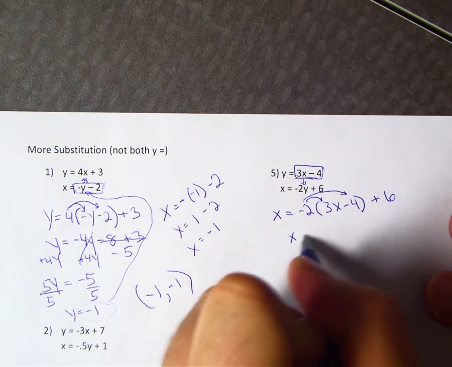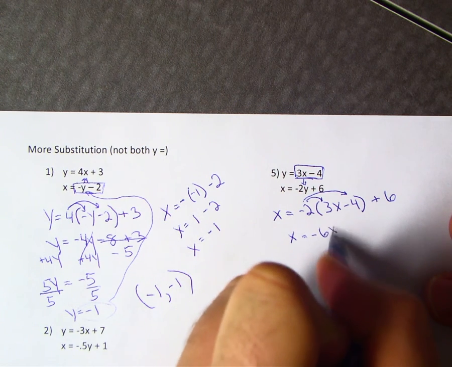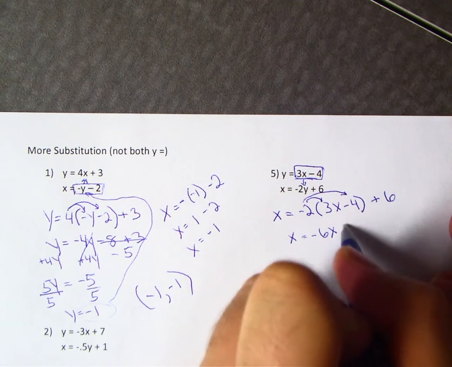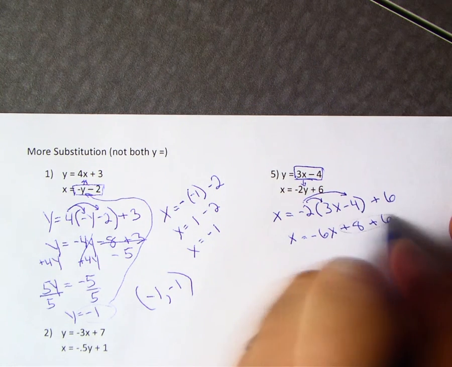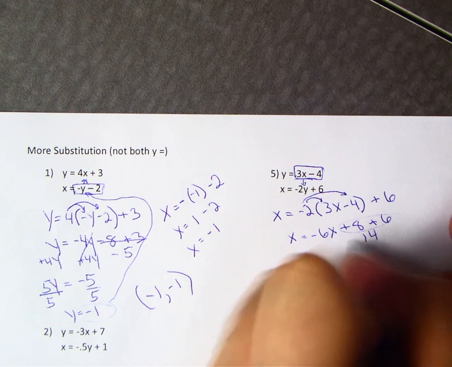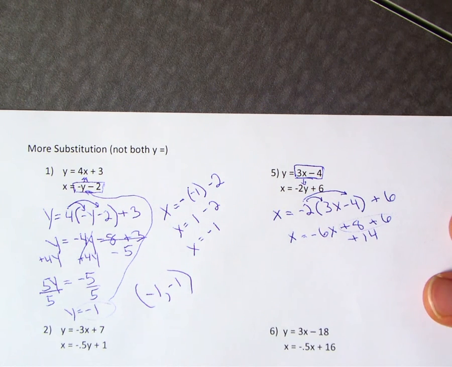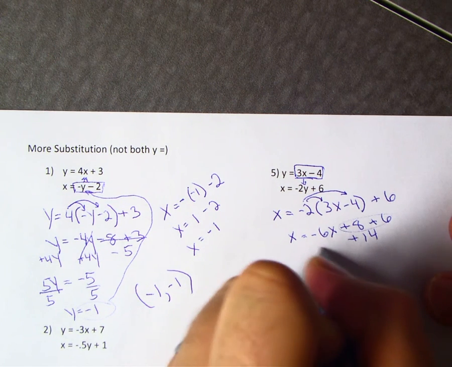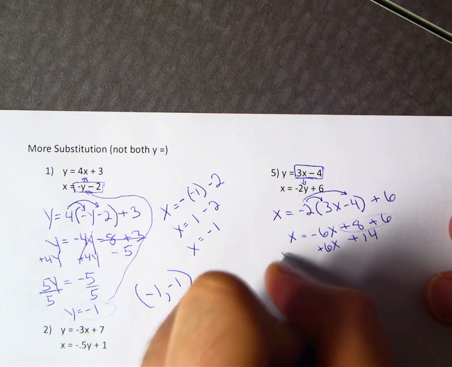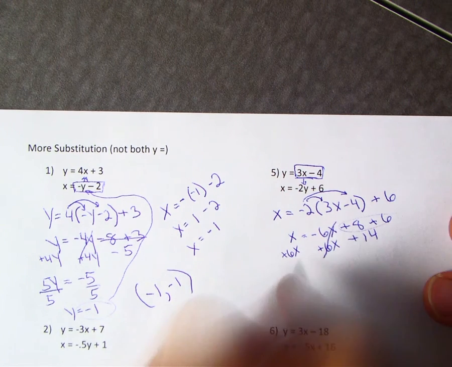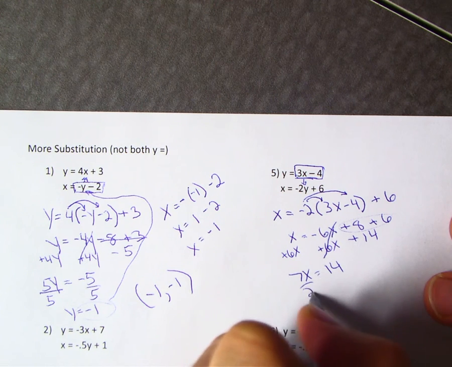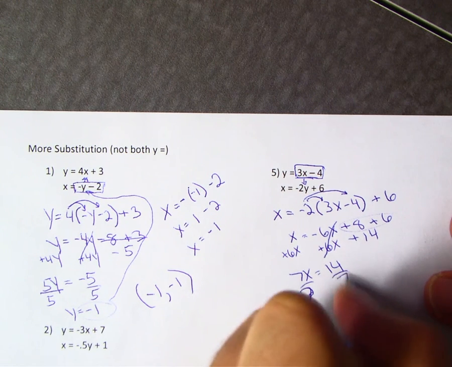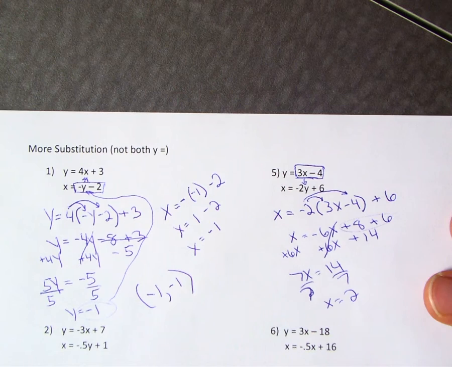And that gives us x equals negative 6x. Negative 2 times negative 4 is positive 8 plus 6. Combine these two together to give us positive 14. Right, and then we will get rid of the minus 6x by adding 6x to both sides. And we'll get 7x equals 14. Divide by 7 on both sides. And we get x equals 2.